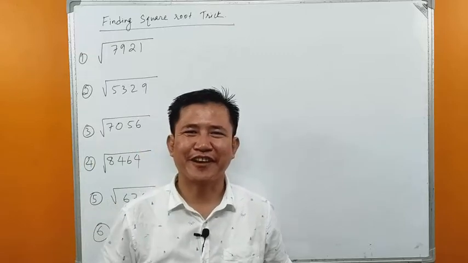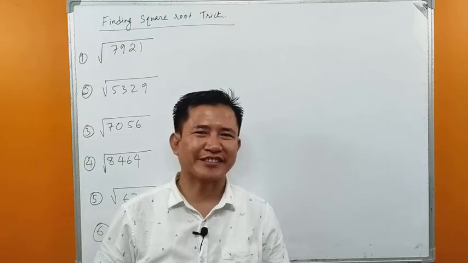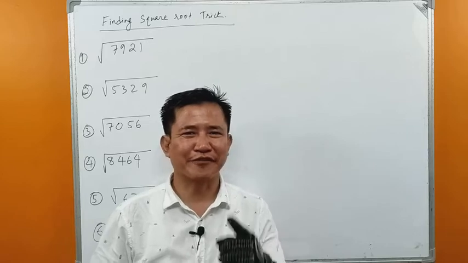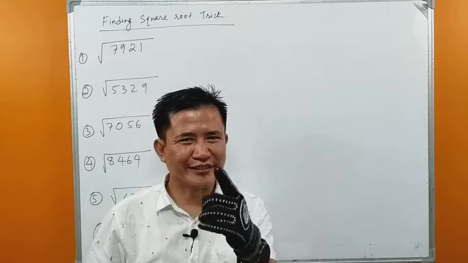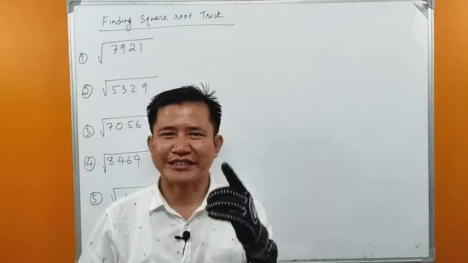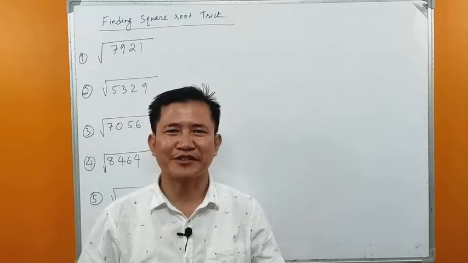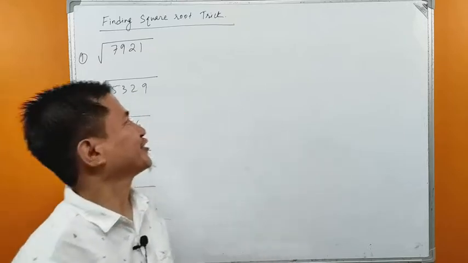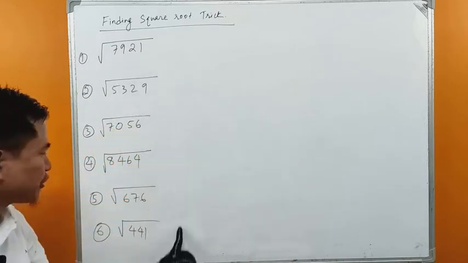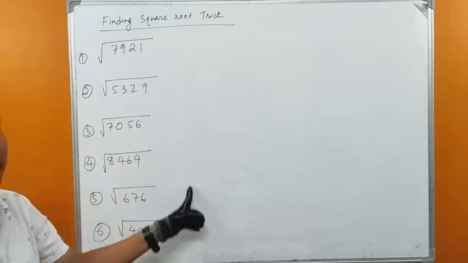Today we'll learn to find the square root of any 4-digit or 3-digit perfect square number within a fraction of a second. After watching this video, believe me, you will learn to find the square root of any 4-digit or 3-digit perfect square number within a fraction of a second, that too mentally. So let's begin. These are the perfect square numbers and we are trying to find the square root of these numbers.